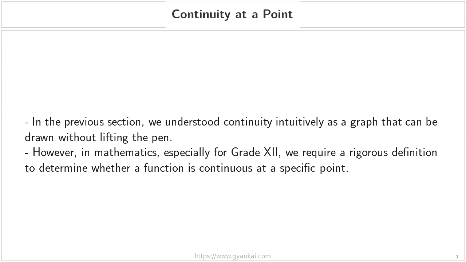To move forward, we need a rigorous, formal definition. This will allow us to move beyond just looking at a graph and instead use mathematical proof to determine whether a function is truly continuous at a specific point. In the upcoming slides, we will define exactly what this rigor looks like and establish a clear, three-step checklist you can use to solve these problems accurately.